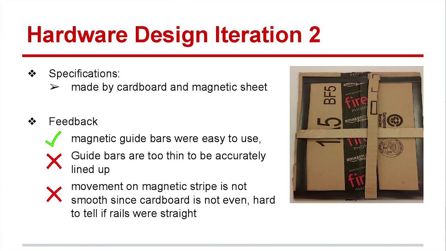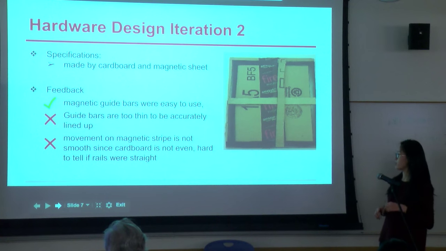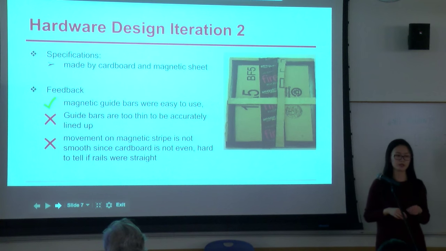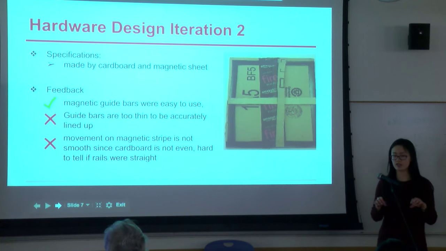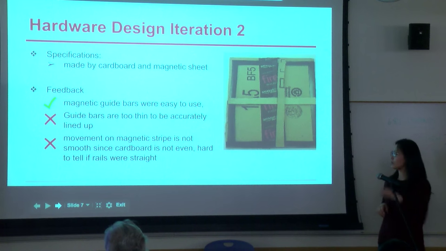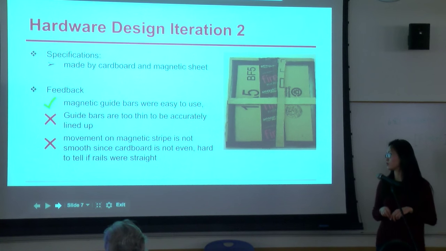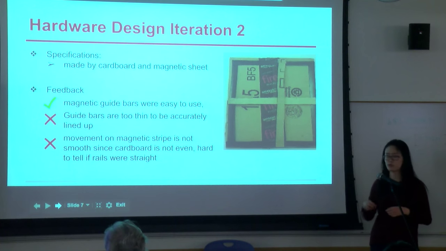And the second design improves on that by using a magnetic bar instead of the bumps that we manually made from cardboard. So it's easy to slide, but the guide bars are still too thin to be accurately lined up so that they are horizontal and vertical. Also the movement on the magnetic stripe is not smooth enough because the cardboard is not even, and it's hard to tell if the rails are straight.